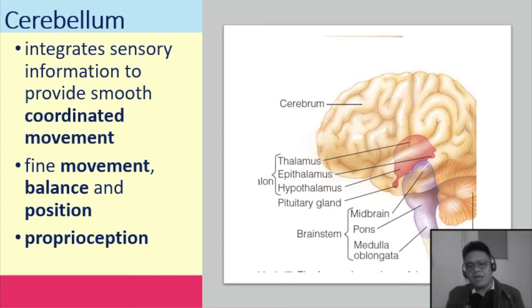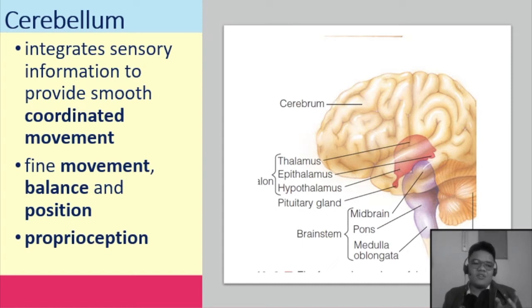Next, let's talk about your cerebellum. So class, your cerebellum would integrate sensory information to provide smooth coordinated movement. If you look at the location of your cerebellum, it is posterior to the midbrain and the pons. So class, this is your midbrain and pons. Your cerebellum is here, and it is found below, or inferior to, your occipital lobe. Your occipital lobe is somewhere here.